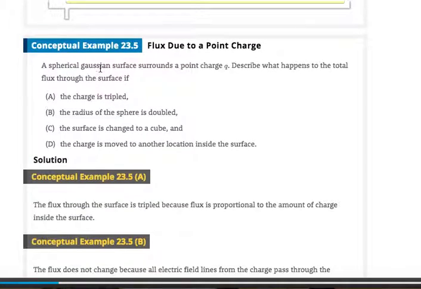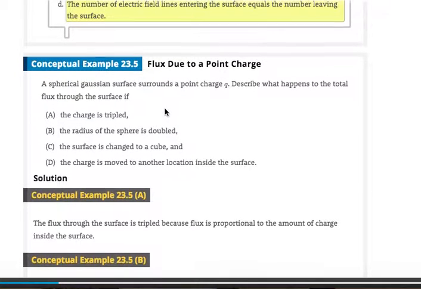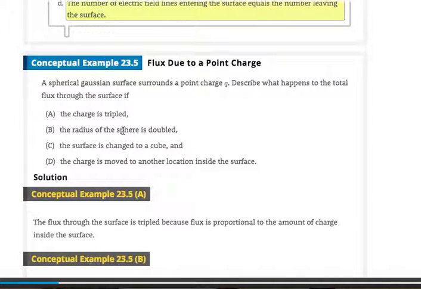Oh, this is a great question. A spherical Gaussian surface surrounds a point charge. Describe what happens to the total flux through the surface if the charge is tripled. Well, if you have triple the charge, then the total flux goes up by a factor of 3. If the radius of the sphere is doubled, that does not change the total flux through the Gaussian surface, because the same charge is located inside. It has nothing to do with the size of the Gaussian surface.